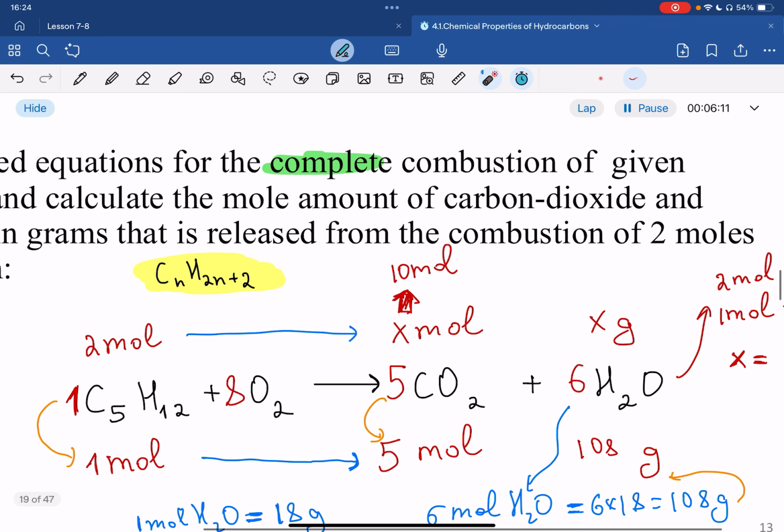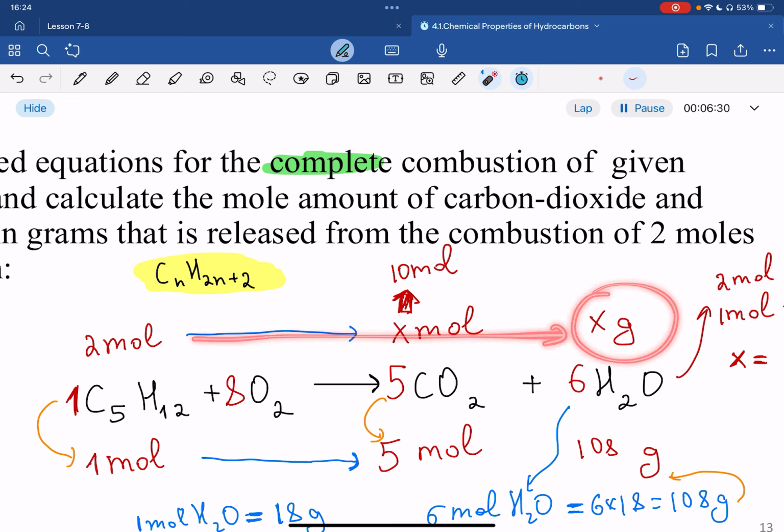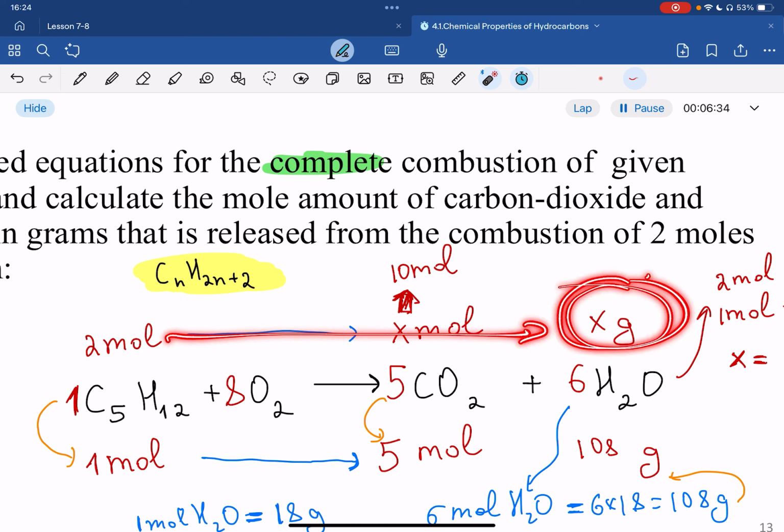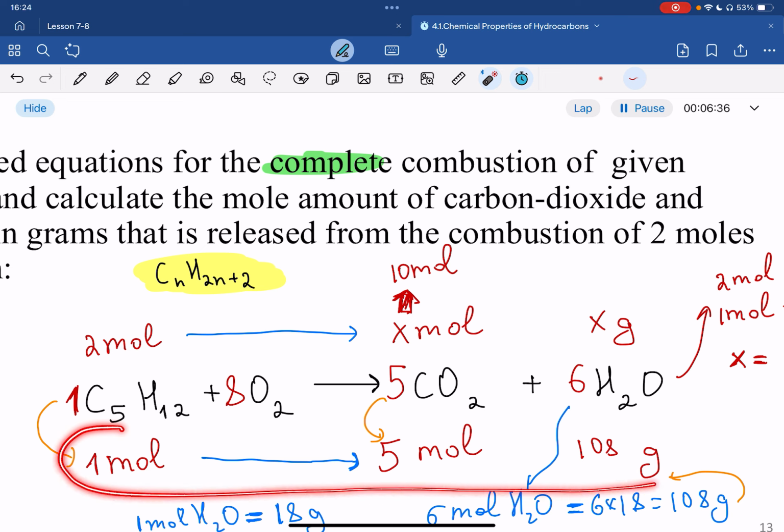But how do we find the masses of them? Now it says how many grams of water. We are given 2 moles of this molecule in the question. So I write 2 mole, and they ask how many grams. So I have to draw an arrow and put X grams of water. From 2 moles, we have to find how many grams. On the bottom, we use the balanced version.